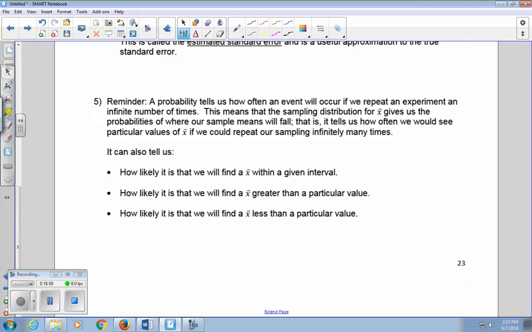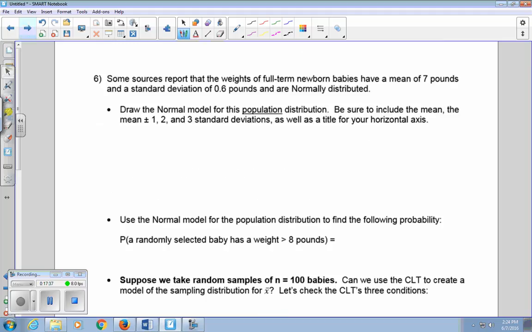Just a reminder, a probability tells us how often an event will occur if we repeat an experiment an infinite number of times. This means that the sampling distribution for X bar gives us probabilities of where our sample means would fall. That is, how often we would expect to see a particular value of X bar if we could repeat our sampling infinitely many times. It also tells us how likely it is that we will find an X bar within an interval, how likely it is to find an X bar greater than a particular value, or how likely it is to find an X bar less than a particular value. So, knowing this, let's look at some examples.